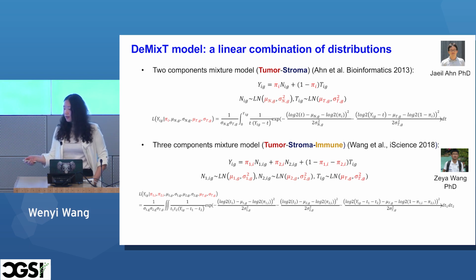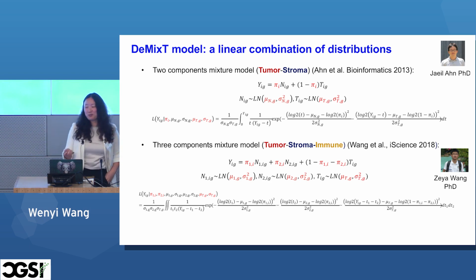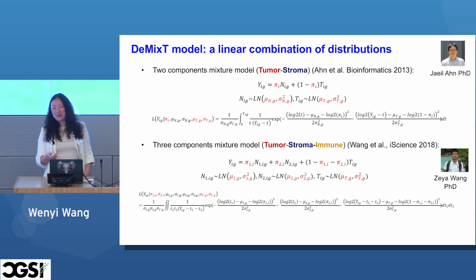We have been moving forward pretty quickly. We came up with a solution to perform deconvolution for both the two-component mixture model first, and then the three-component mixture model, where the goal was to separate the non-tumor component into stroma and immune, because we were particularly interested in immune proportion changes across tumor samples.